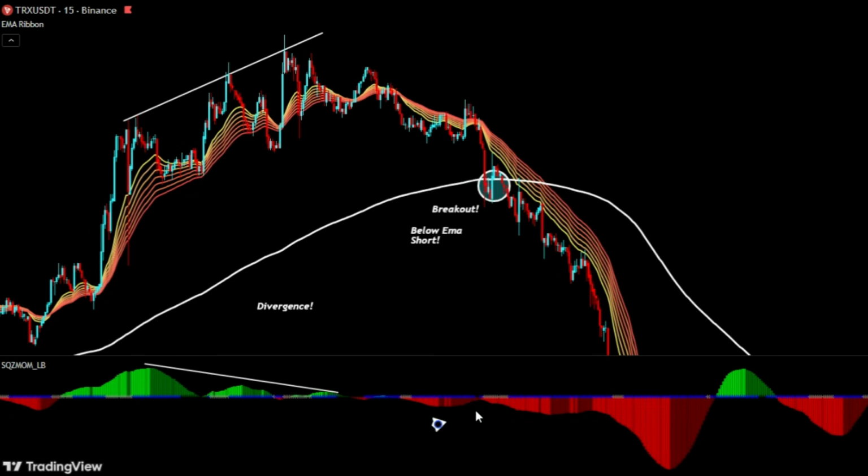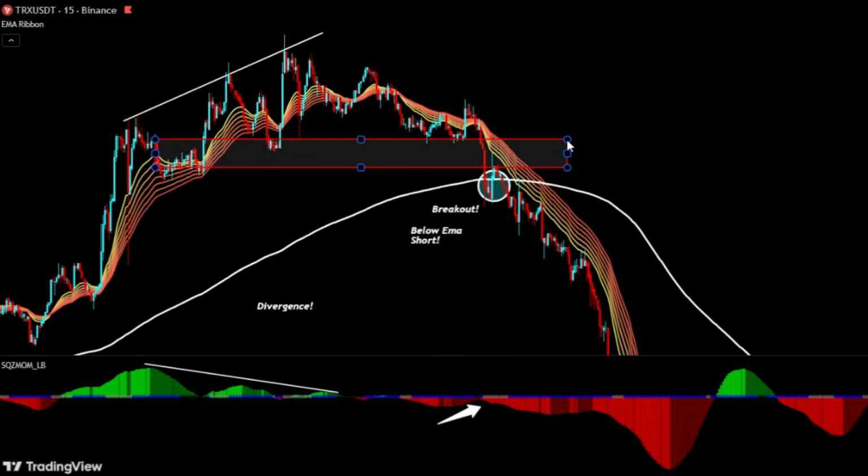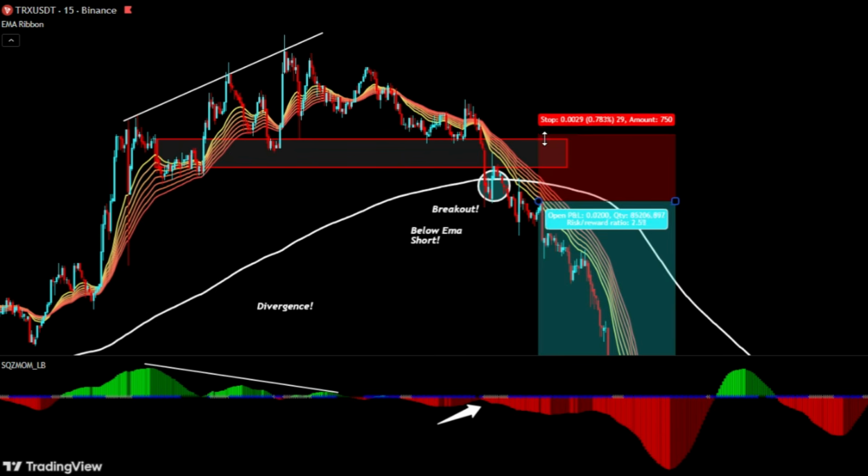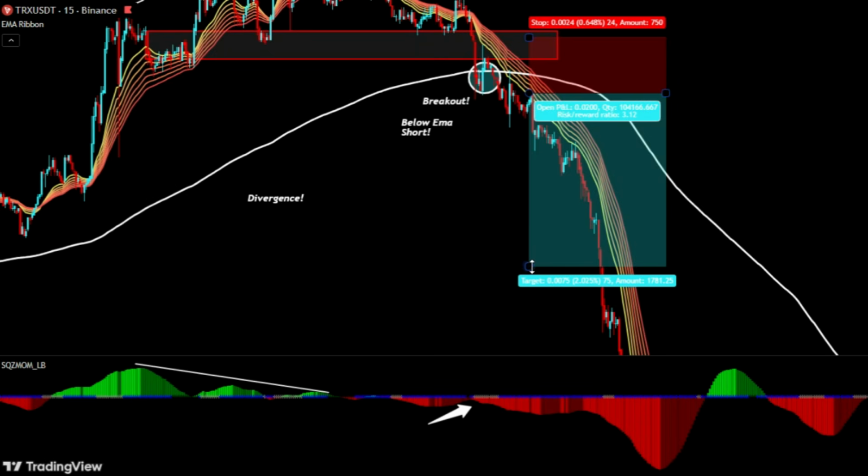At the same time, the histograms turn red, providing additional confirmation that momentum is shifting to the downside. Another important detail is that we already had a support level created by the previous trading range. Once price breaks below both the support area and the 300 EMA, multiple pieces of evidence begin aligning in the same direction.